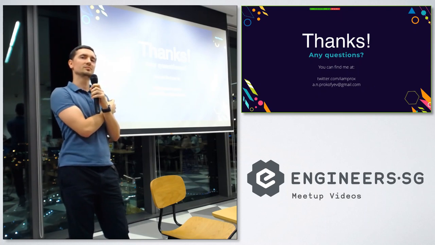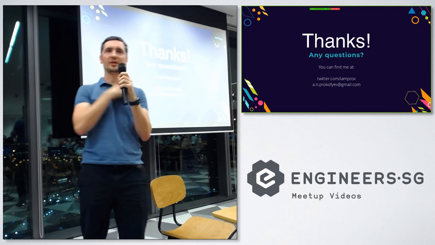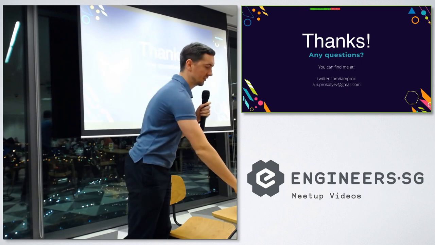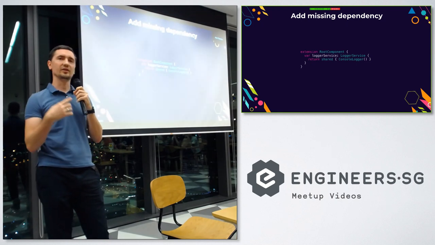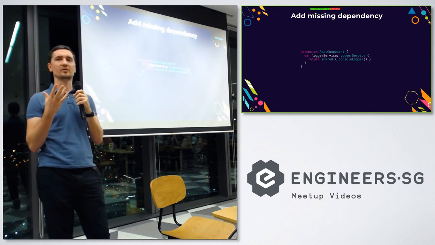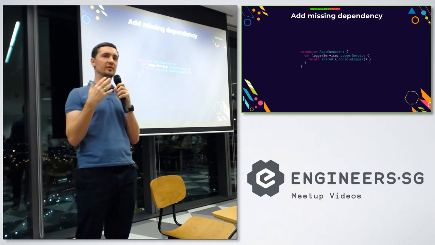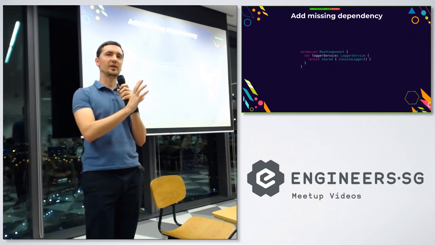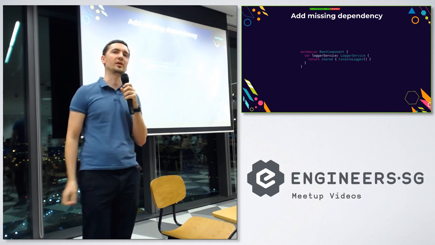The dependencies can either be a singleton or created every time they are accessed. That's up to you to decide, because I've shown in one of the examples you have this shared keyword, which means that in this case the logger service will be created only once. If you remove that and just return the console logger without shared, it will be created every time it's injected as a dependency to another new controller injector.